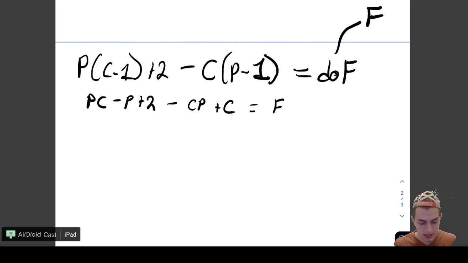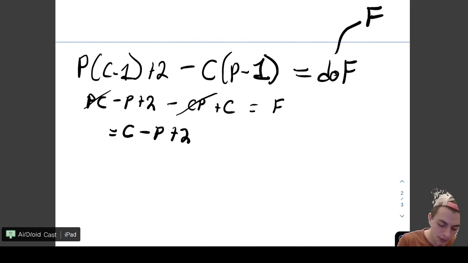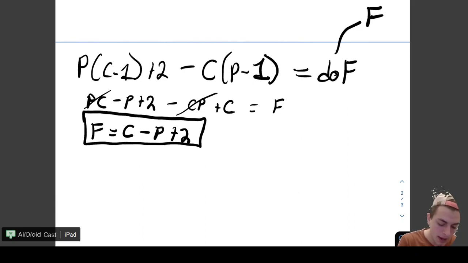And we can go ahead and say PC minus CP is going to cancel out, and then we are left with C minus P plus 2 is equal to our degrees of freedom F. And that is our Gibbs phase rule. Now this is an extremely powerful tool that exists for every single material balance ever.